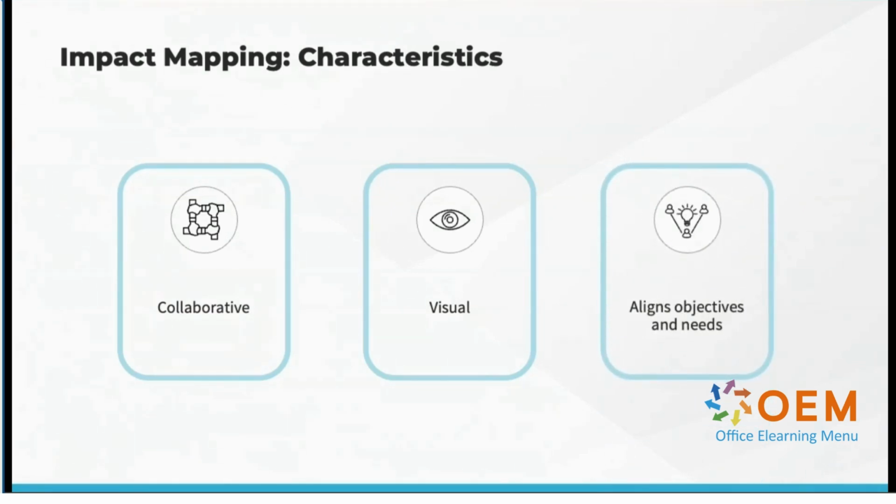One big benefit of an impact map is that it aligns the business objectives and needs with a realistic and attainable plan for achieving them. It's great for aligning members of different teams in understanding the goals and agreeing on the proposed solutions.